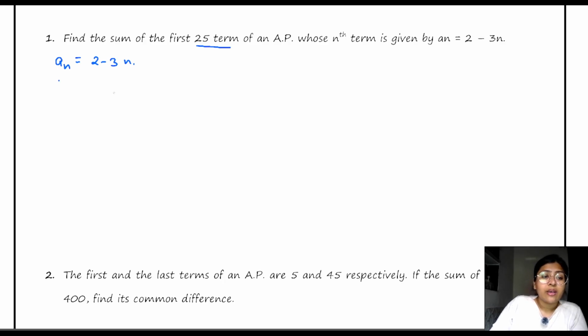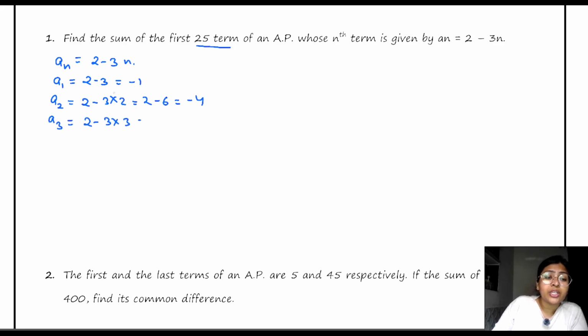Yes or no? Yes. By putting n is equals to 1, we are getting the first term as 2 minus 3, that is minus 1. Okay, in place of n we are going to put 2, because we need to find out the second term. So second term will be 2 minus 3 into 2, it is going to be 2 minus 6, that is minus 4. Similarly, we can find out the third term, that will be 2 minus 3 into 3, that is 2 minus 9, that is minus 7. This is clear to you? The first term, the second term and the third term.